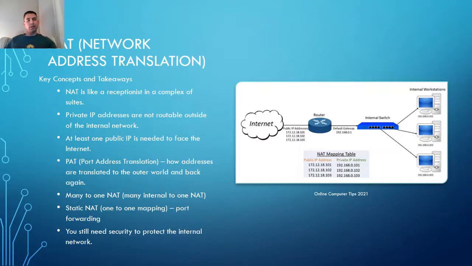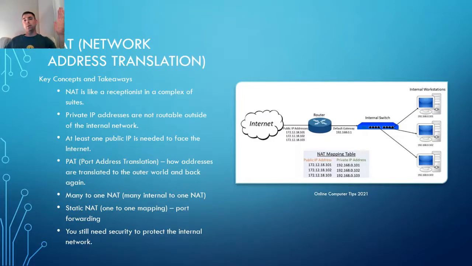So NAT is like a receptionist in a complex of suites. If you were sent to a doctor's office, and that doctor was in a building of suites, you type in your GPS, let's say, 2000 Wellness Drive, and you get to 2000 Wellness Drive, and it's listed as suite 235. When you type that in on your GPS, it's just going to take you to the outside of the building. It's not going to take you to suite 235.